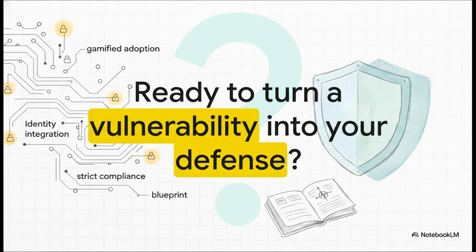So, armed with this detailed explainer, your deployment playbook is fully mapped out and ready to execute. From back-end identity integration to neutralizing shadow IT, driving gamified adoption, and enforcing strict compliance, you've got the complete blueprint. Which leaves us with one final critical question for the future of your organization's security. Are you ready to turn your workforce's access habits from your biggest vulnerability into your absolute strongest defense?